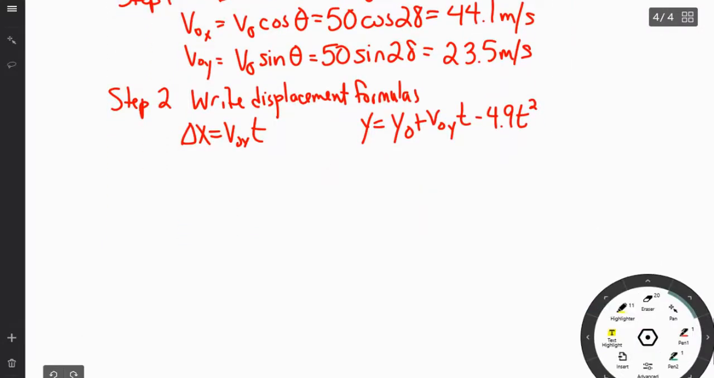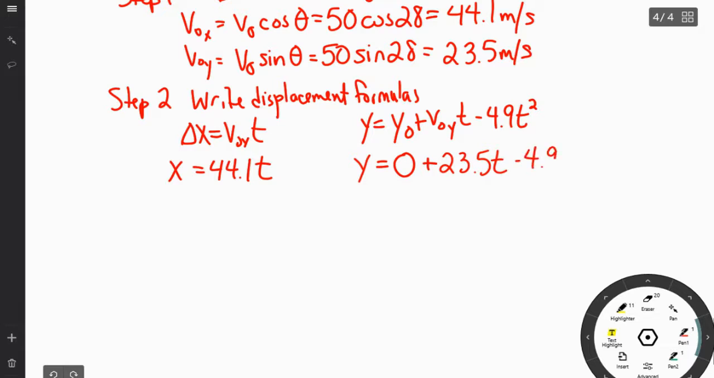All right. So now we're going to fill in our numbers. So we're going to get, really it's going to be x equals 44.1 t. Okay, here we're going to have 0 equals 0 plus, and guess what? I know it talks about max height first. In fact, if we just don't call this 0, we call this y. All right, so y equals 0 plus 23.5 t minus 4.9 t squared.